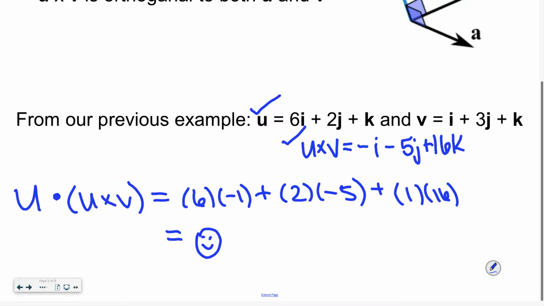Okay, just to be sure, I want you at your table to find the dot product of V and U cross V. So these two right here, U cross V and V, find their dot product for me.